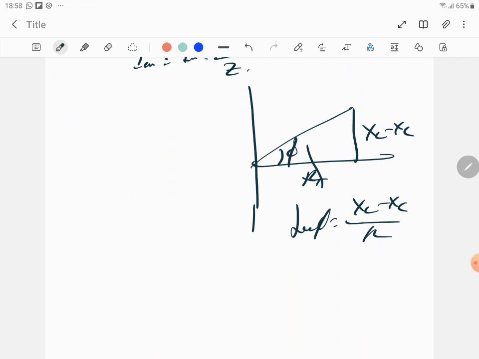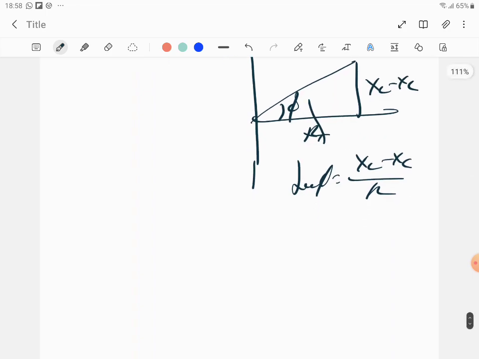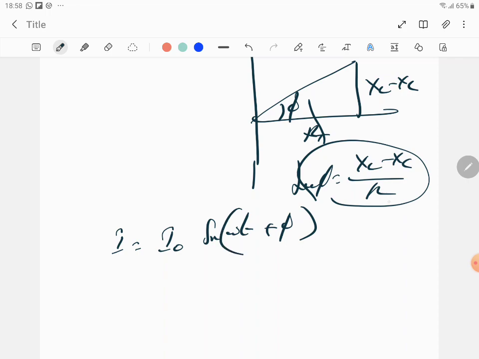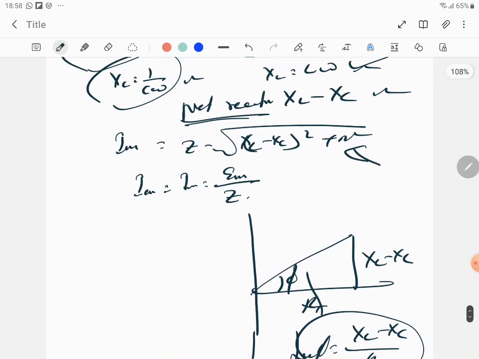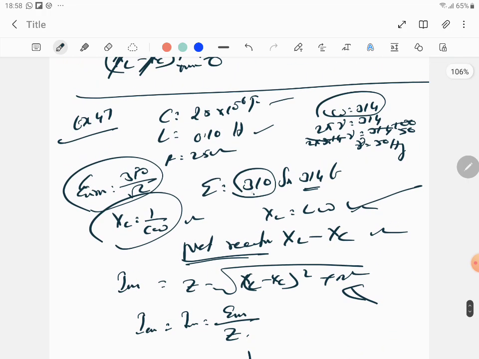Next is what is the expression for the instantaneous value of current? Instantaneous value means the current equation. It is written as I is equal to I naught sin omega t plus phi, because they've asked for phi, so that is the phase difference. You have to plug this in. Then what is I naught's value? E naught's value is there, so E naught by Z.